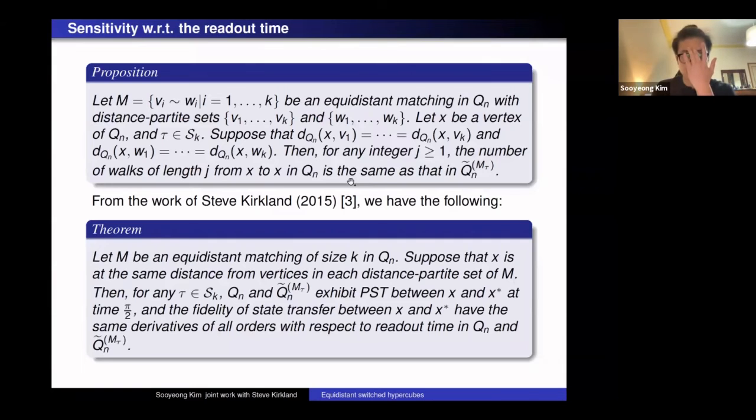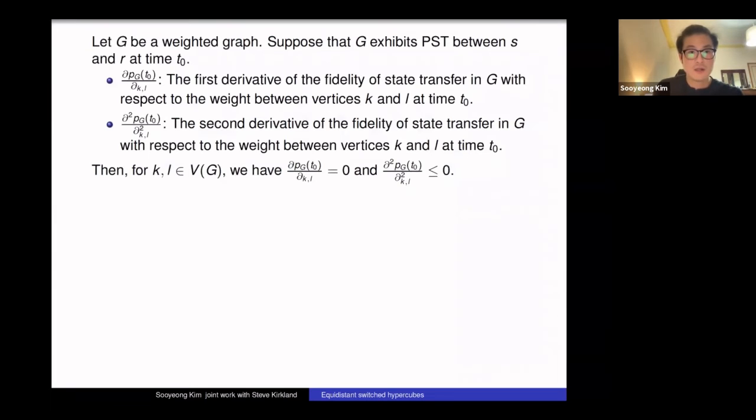This proof is done by finding a bijection map between two combinatorial sets. Starting from this walk, we construct the walk in this graph. We also prove that the construction algorithm is reversible, so that we have a bijection map between two combinatorial sets. That's why we have this proposition, and that implies this theorem. Now we are going to focus on the sensitivity with respect to edge weight. Okay, here, let me start with some notation.